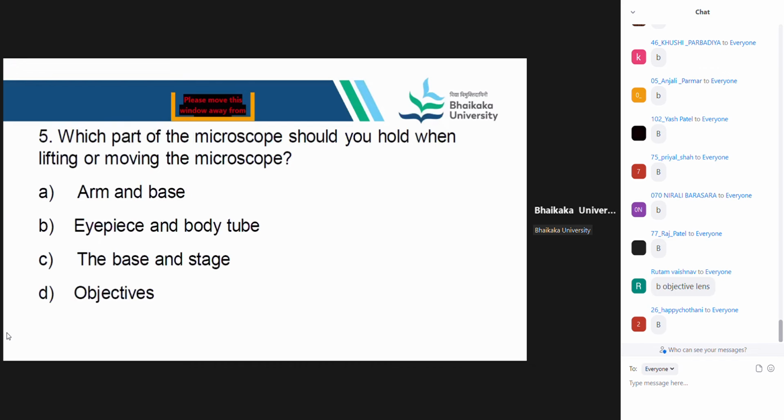The fifth question is, which part of the microscope should you hold when lifting or moving the microscope? Yes, which part will you hold to move the microscope? Yes, the arm and base.